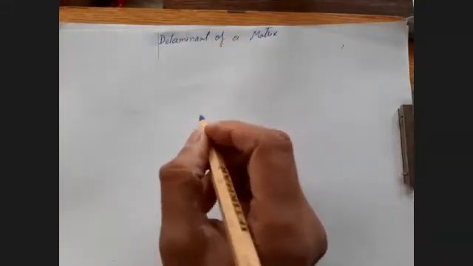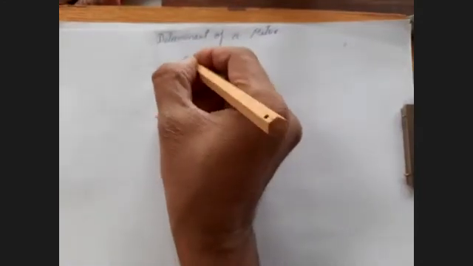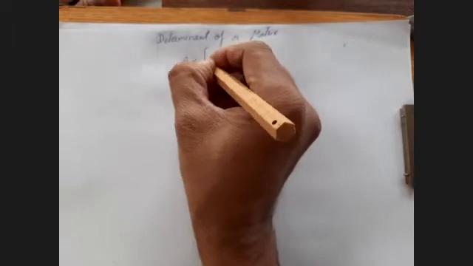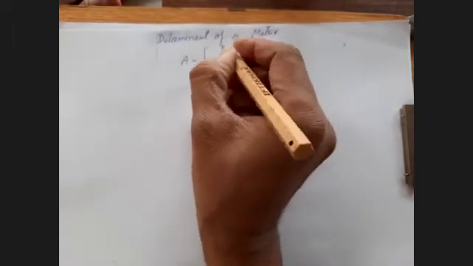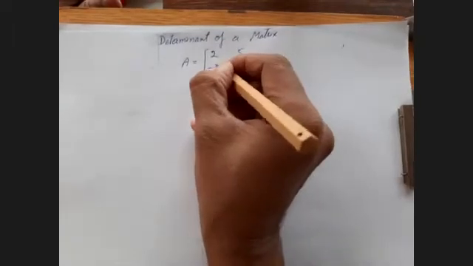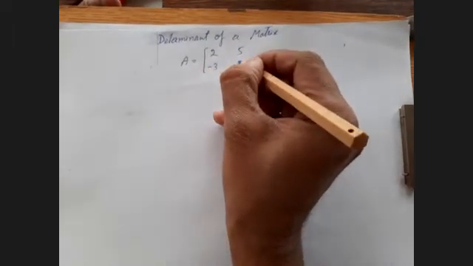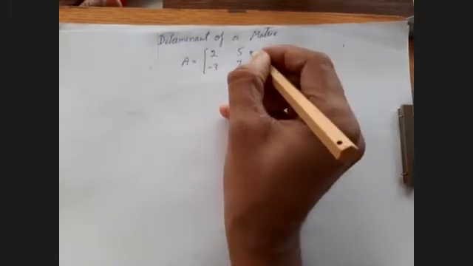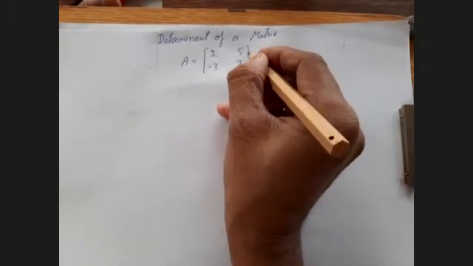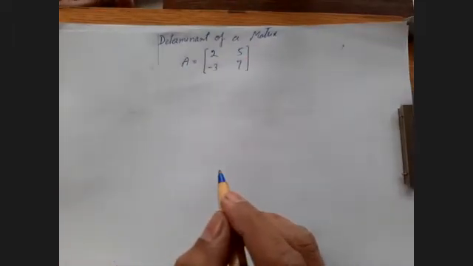If you are going to find out the determinant of a matrix, you must be aware of, suppose you have a matrix A. A is a matrix and it has the entries like 2, 5, -3, and say 7, like this. And you are going to find out a determinant of a matrix. How to find out the determinant of a matrix?